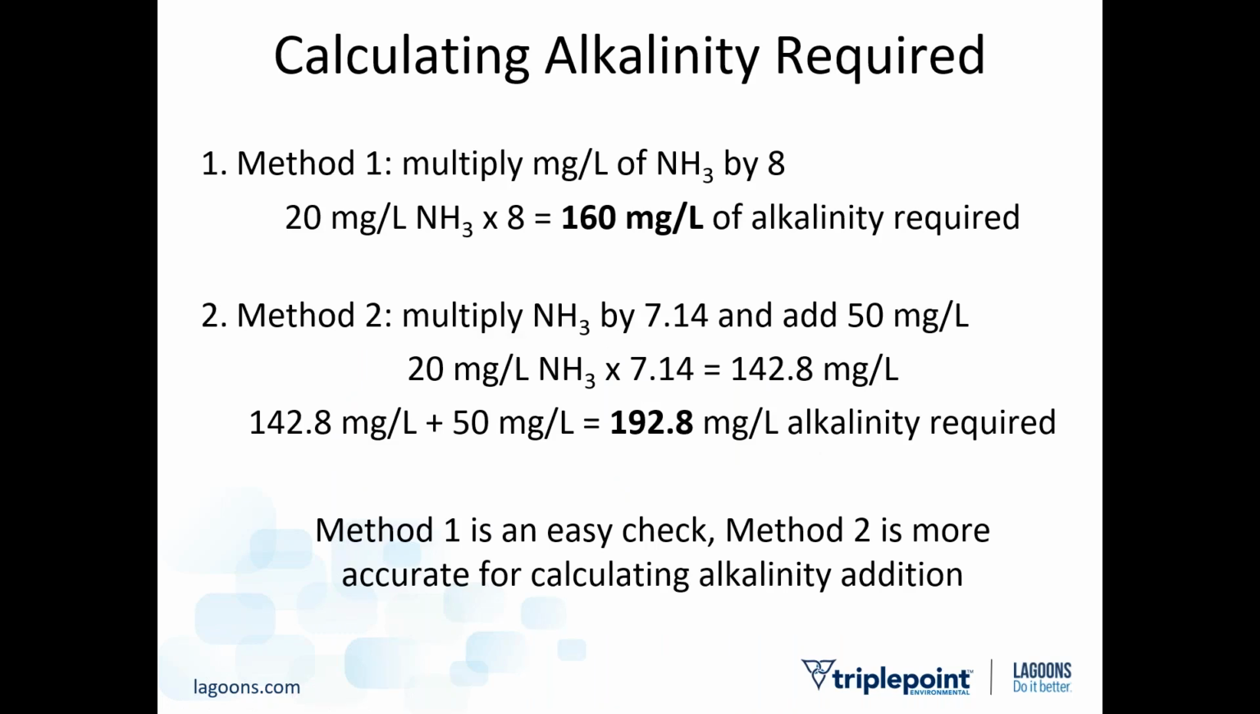So I just wanted to go into some detail about how to calculate the alkalinity that's required for nitrification. Method 1 is the simple one. You use the 8:1 rule of thumb. You take your amount of ammonia that you need to get rid of, multiply it by 8. So if you have 20 milligrams per liter that you're trying to remove, you need to have at least 160 milligrams per liter of alkalinity in the water.